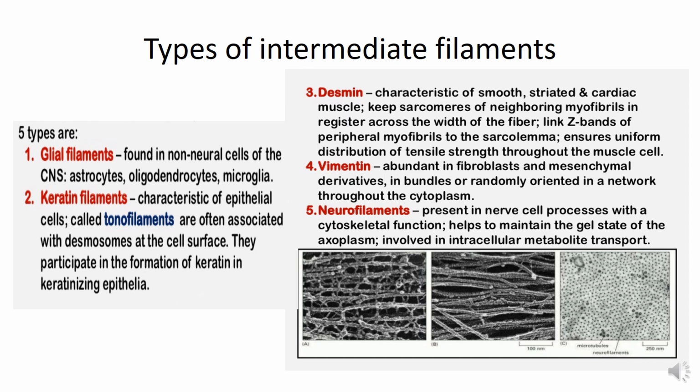These filaments may be randomly distributed in the cytoplasm in the form of a network or may be gathered in bundles. Now the last fibers are the neurofilaments. These filaments are composed of a special type of protein called neurofilament protein. They are found in neurons, where they provide structural support to the cell body and its processes.